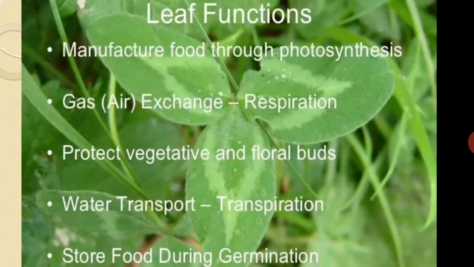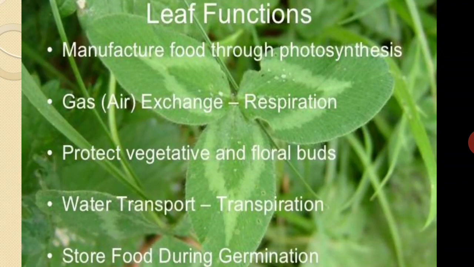Now come to the another part, that is leaf. What is the main function of the leaf? You know that is responsible for manufacturing the food through the process of photosynthesis, and it is also responsible to exchange the gases, and it have stomata in their upper and lower surface. So respiration is also occur with the help of the leaf. Leaf is responsible for photosynthesis as well as respiration.